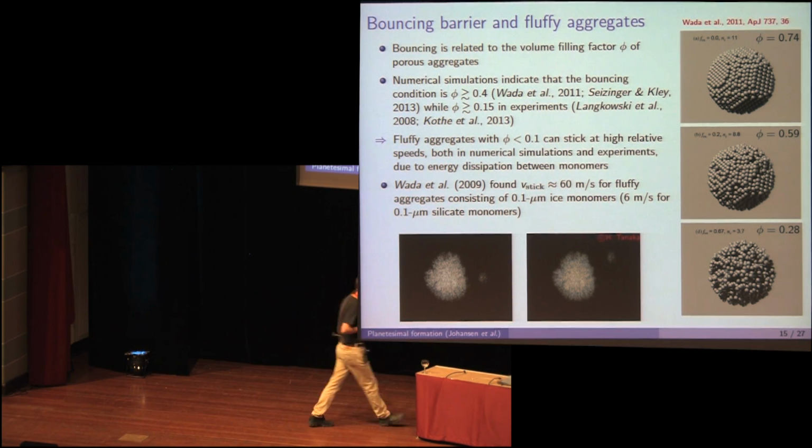I can show you a movie which Carlo gave me, which is rather nice. This is a small fluffy grain colliding with a large one at approximately 90 meters per second. And you see? No fracturing, just kind of penetrating and sticking. We can also do a little bit of an offset collision. That's a little bit more dangerous and a little bit more damaging. But still it goes around. And even at 90 meters per second, you actually see sticking.